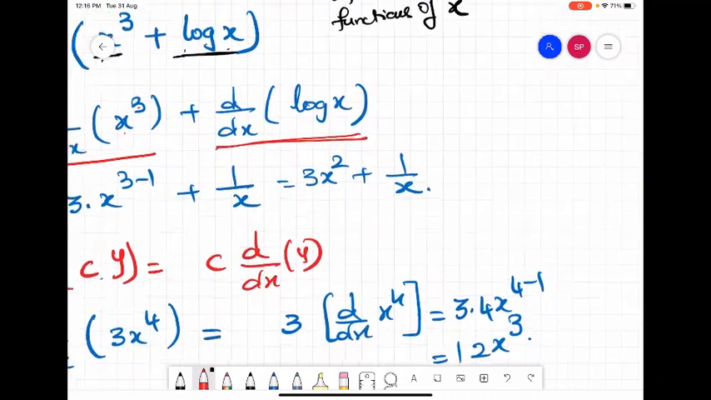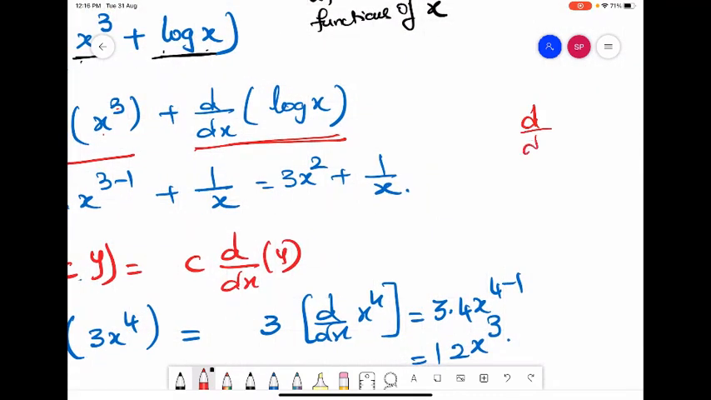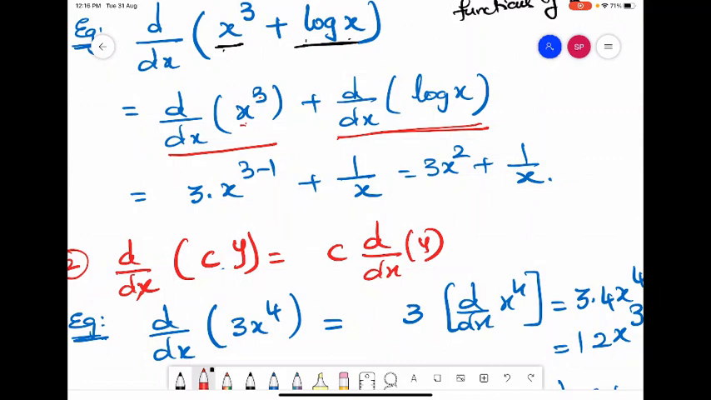For x cube, you will use the formula d by dx of x power n is equal to n into x power n minus 1. So here you have d by dx of x cube. So this is 3 into x to the power of 3 minus 1. And d by dx of log x is 1 by x. So its final answer is 3x square plus 1 by x.